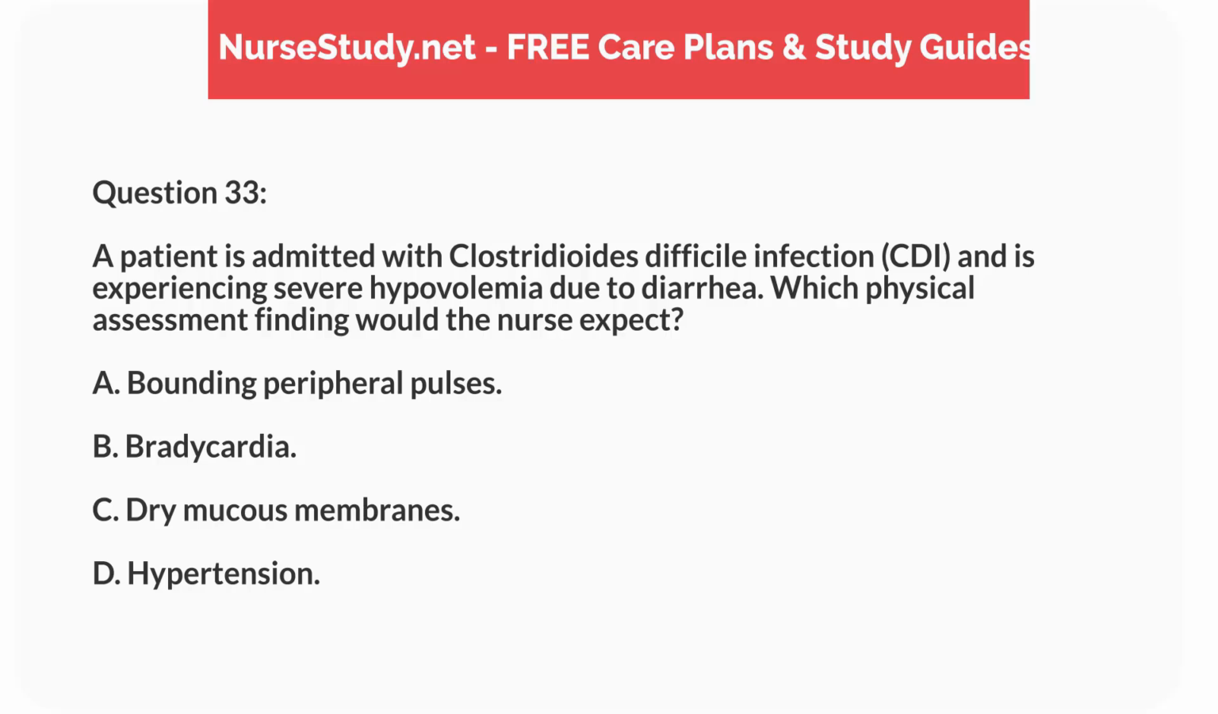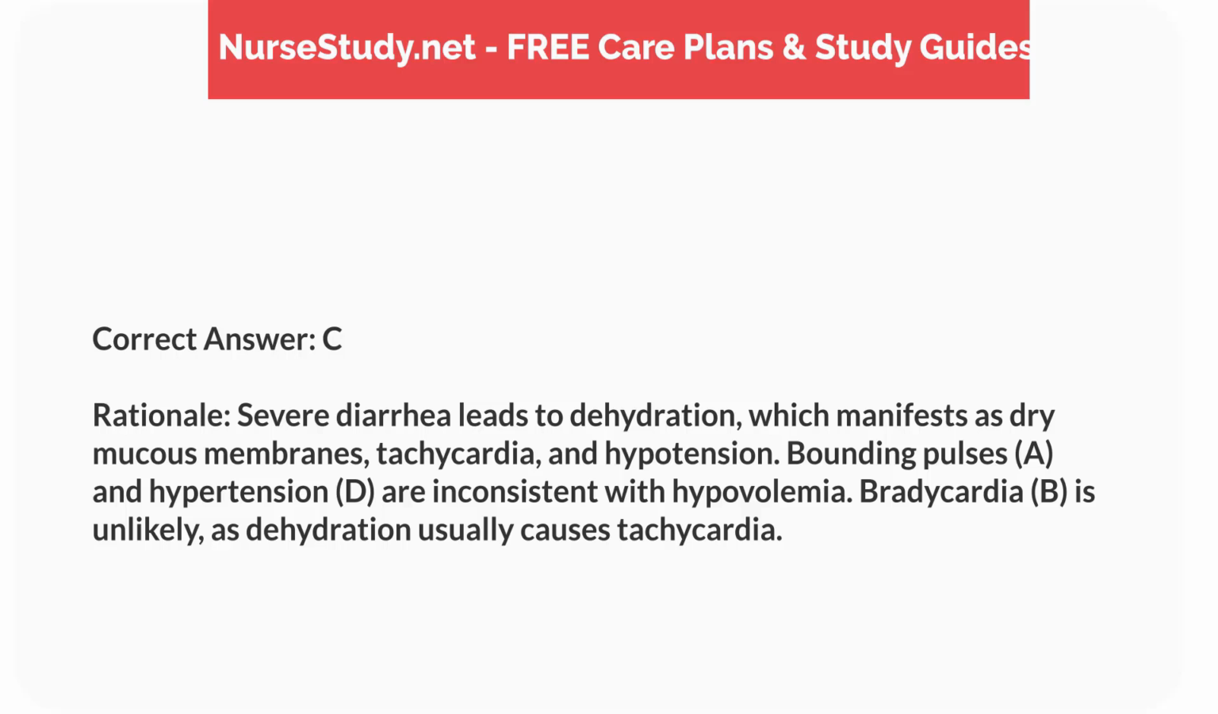Question 33. A patient is admitted with Clostridioides difficile infection, CDI, and is experiencing severe hypovolemia due to diarrhea. Which physical assessment finding would the nurse expect? A. Bounding peripheral pulses. B. Bradycardia. C. Dry mucous membranes. D. Hypertension. Correct answer, C.